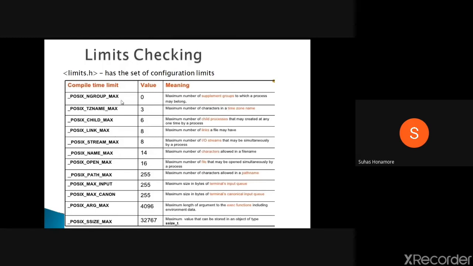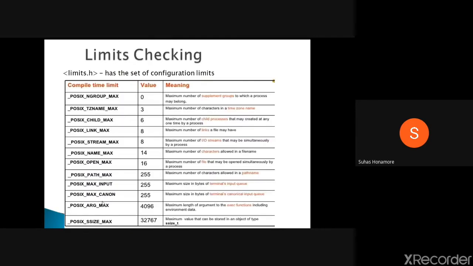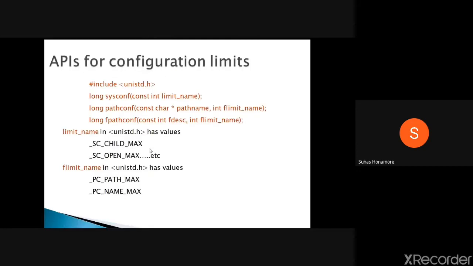Compile time values, whatever is there, we will check. But if you want to check at runtime, these are the APIs supported for runtime. Those were the compile time ones, so now we are going to check the runtime. Whatever things are supported or not, you pass the limit, and depending on it, it will tell whether it is supported or not. Then you can perform some task.